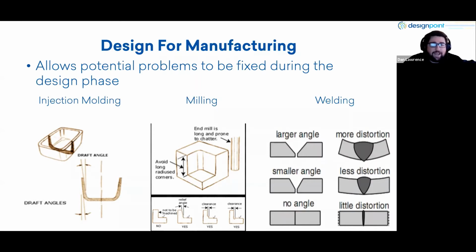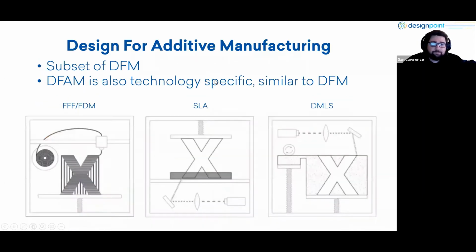And design for additive manufacturing is the same thing. It's actually a subset of design for manufacturing, so it works pretty much the exact same way. And as you noticed, for design for manufacturing, all of those were technology specific. Each manufacturing process that you're going to be using has its own constraints. The same thing applies for additive manufacturing.